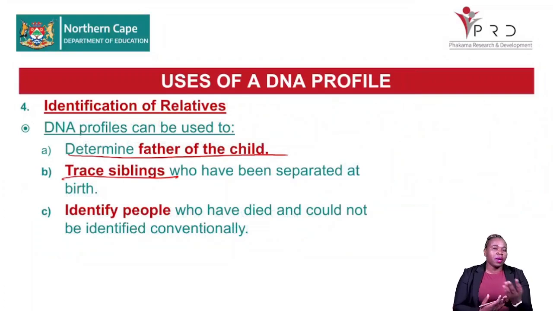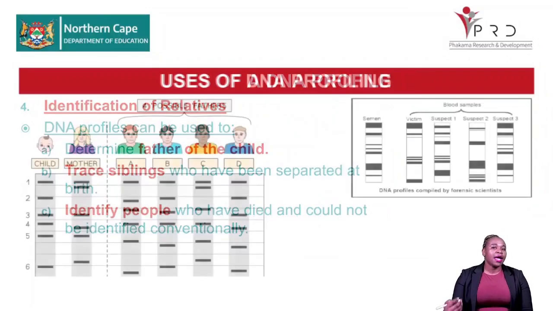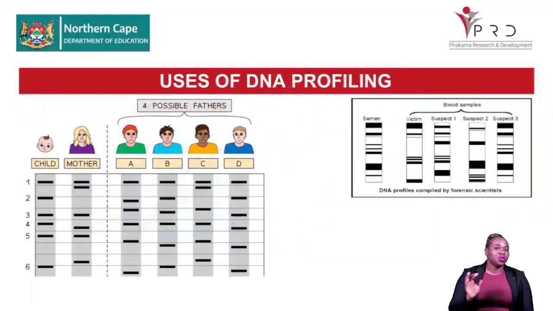If it is from parent to child, then the matching bars would be more than the bars of the siblings. However, it is going to show some matches if individuals are siblings, right? And then identifying people who have died, and cannot be recognized. It means that we can use these DNA profiles to compare to the DNA profiles of their relatives, their family members, in order to make sure that it is the person that is suspected to have died.